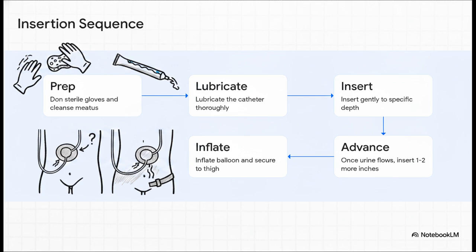But here is the major hidden trick in step 4. Seeing urine flow only means the very tip is inside. You have to push it another 1 to 2 inches further. Actually, let me emphasize that. If you don't push it further, that anchoring balloon might still be sitting in the narrow urethra when you inflate it. That will cause severe trauma. So push it that extra inch or 2, and only then do you inflate the balloon with sterile water.